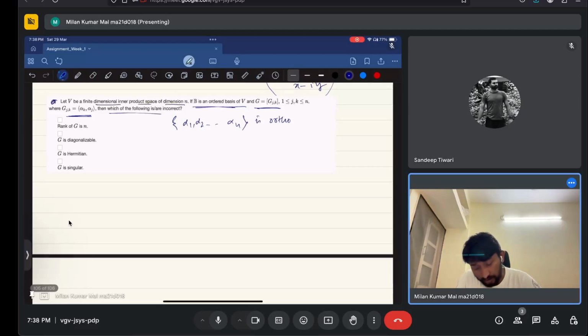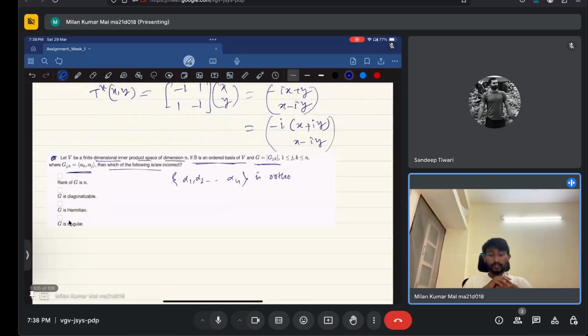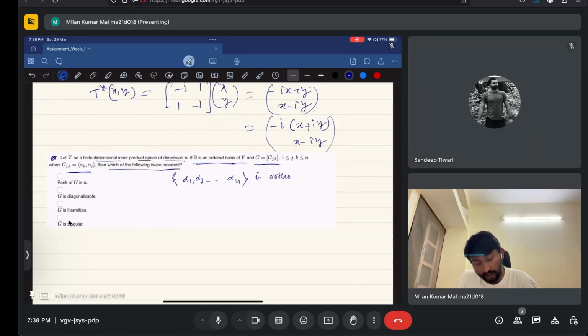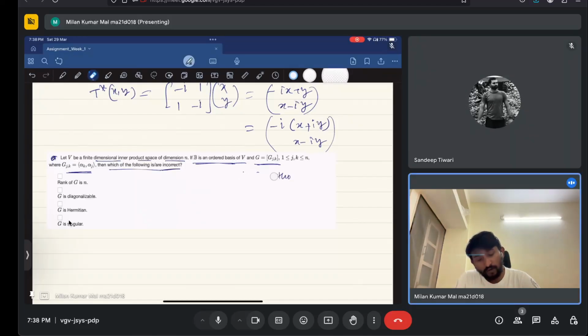V is a finite dimensional inner product space of dimension n. If beta is an ordered basis of V and G equals this, where G_jk equals this, then which of the following are incorrect? Sorry, which are not correct? So incorrect means they can't be correct. Here alpha 1, alpha 2, ..., alpha n is a basis, that's true. I don't know whether they are saying it is an orthonormal basis or not.